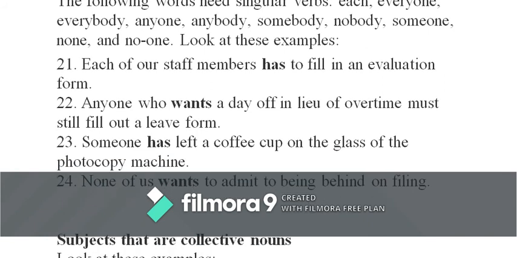Someone, now it's again an individual. That individual has, we will never say have, because we are talking about someone as one person. Someone has left a coffee cup on the glass of the photocopy machine. Next, last in this category is none of us.